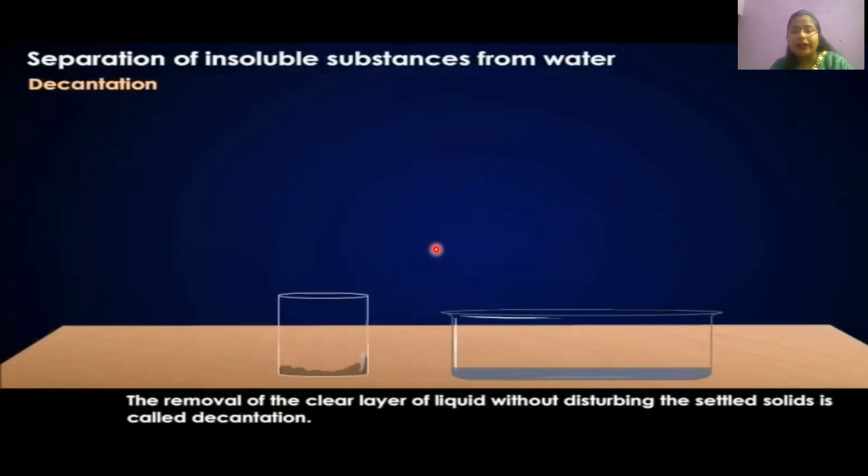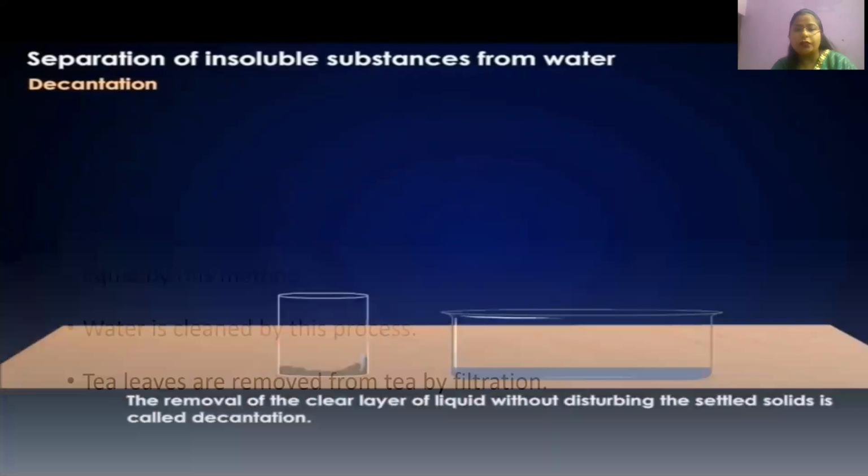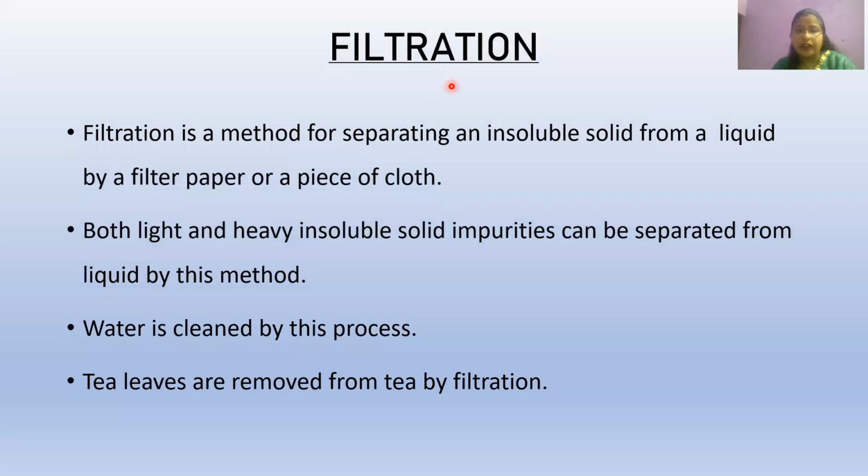I hope from this video you get clear about the decantation and the sedimentation method. Now we will move to the next method, that is filtration. Filtration you easily see in your home when your mother puts some water in a pot. So what does she do? She puts a piece of cloth above the pot. So what is she doing? She is doing filtration. And you also see it when the mother separates the tea from the tea leaves.